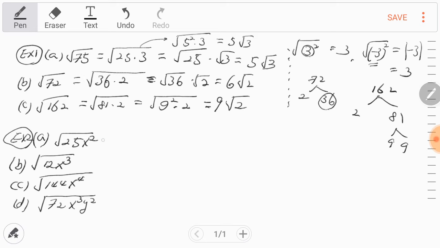How about example 2? Same thing. 25 is 5 squared and x squared, so you can separate.